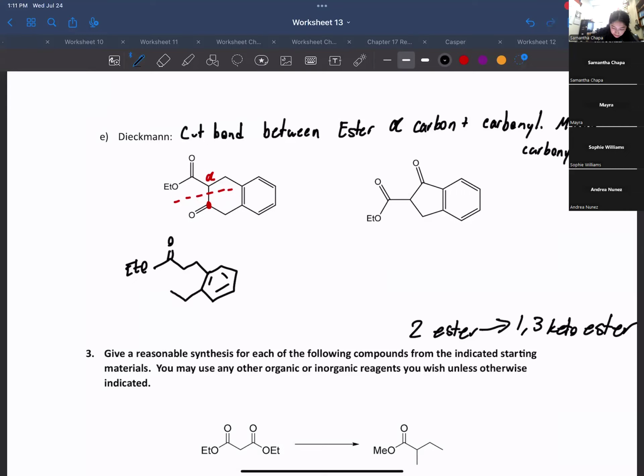1, 2. And you need two esters, so on the one that didn't have the ester originally, you add OEt. And then again, the same things. Step 1, you need a base. Step 2, you need H3O+.